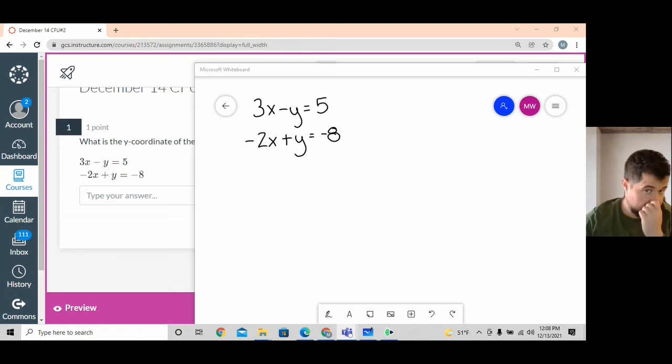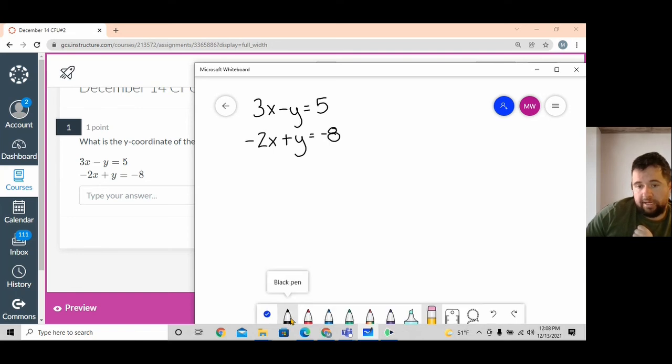3x minus y equals 5, 2x plus y equals negative 8. This is the first problem that we were going to look at, and it wants to know what is the y coordinate of this solution to the system. What I immediately notice is I have a positive y and a negative y, and they're going to cancel. So what I'm going to end up with is 3x minus 2x, that's going to be x. Negative y, positive y goes away. 5 minus 8 is negative 3. So x equals negative 3.